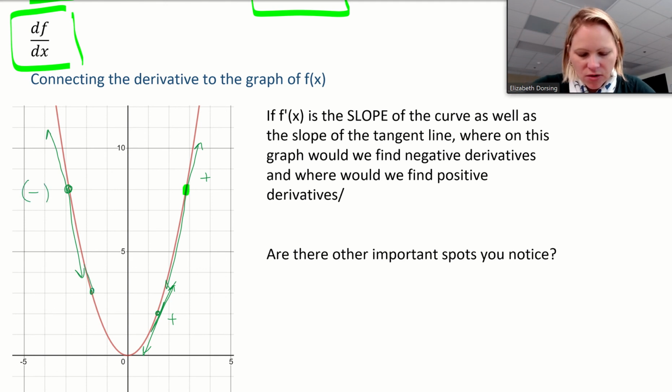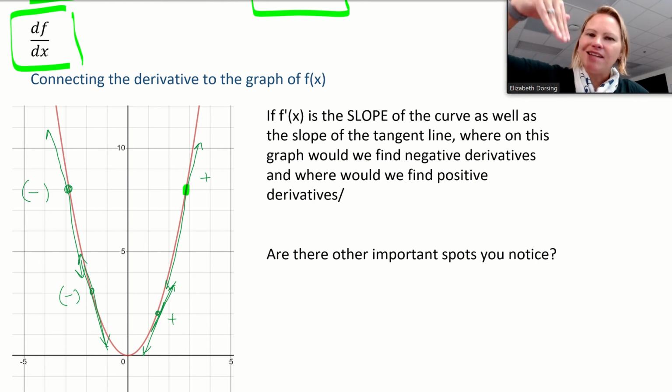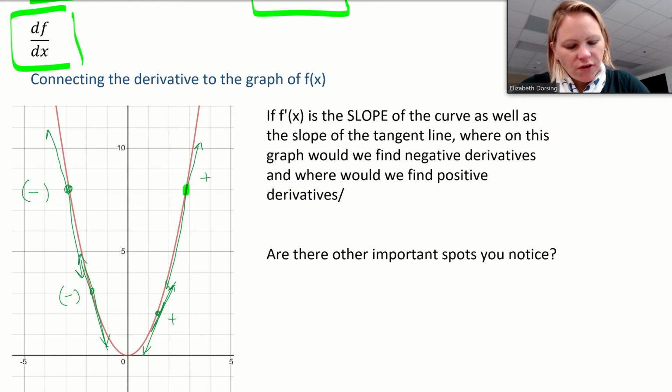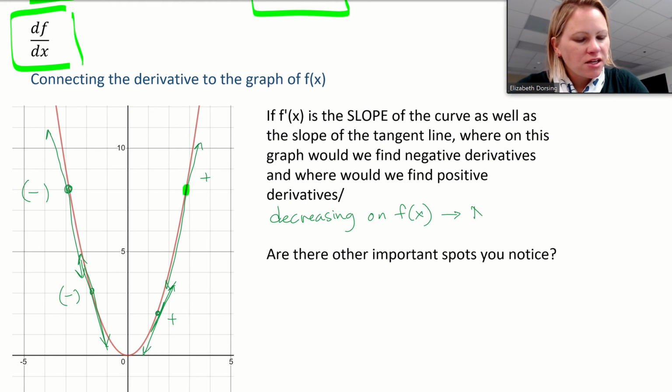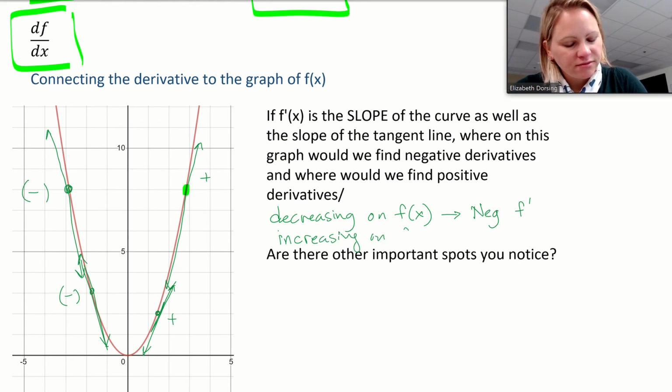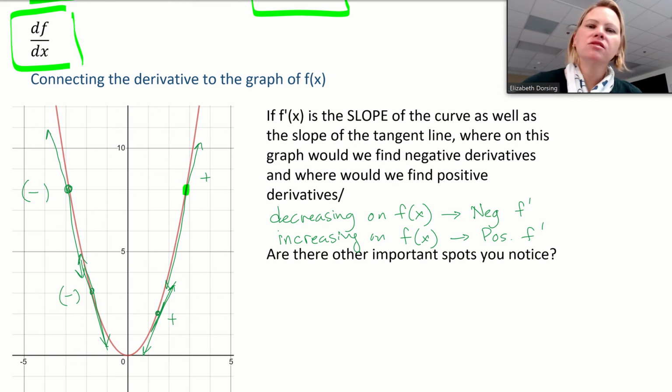And as a matter of fact, anywhere on the left side of this parabola, I would have a tangent line with a negative slope. So let's talk about what's happening in the graph. On the left side, where I have my negative slopes, my parabola is coming down, so it's actually decreasing. Where the function f of x is decreasing, that's going to have a negative f prime. Where we were increasing on f, you're going to have a positive f prime. And that's something to make a mental note of. That's an important thing to recognize.